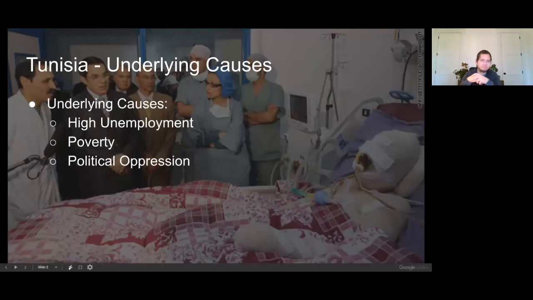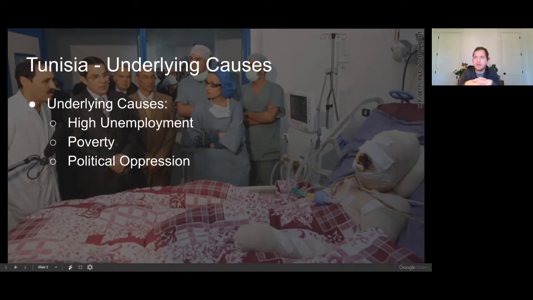So here's what happened. In Tunisia, there was high unemployment, people weren't working, there was extreme poverty, and there was political oppression. If you disagreed with the leaders of Tunisia, you basically couldn't. It was frowned upon. You could be punished. You'd have consequences. This idea of free speech, opposing the political party that's in control, was not something that existed. You couldn't do it freely. You couldn't do it fairly.